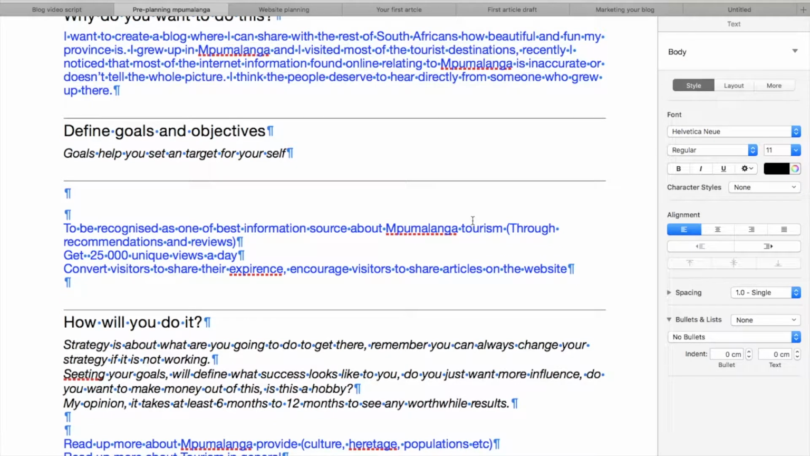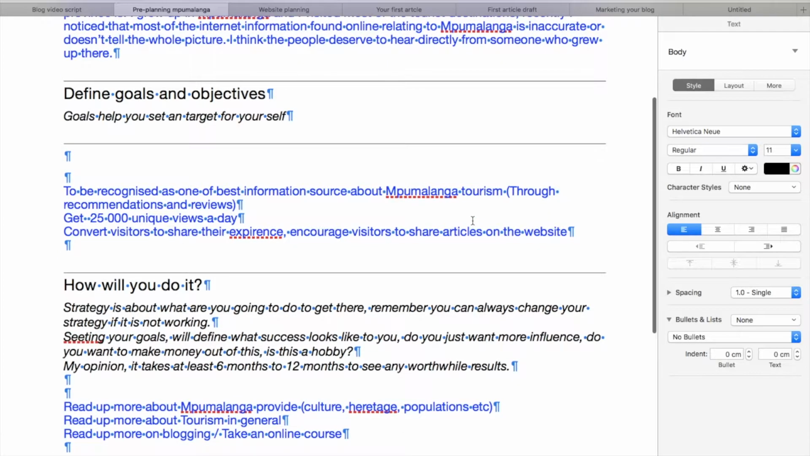Then the second thing we're going to discuss is define your goals and objectives. So don't just create a blog, set milestones for yourself, define your goals. What do you want to achieve with this blog? What is the end goal of this blog? So if you want to make money, how much money do you want to make? And by when do you want to make money? If you want to help your business, how will the blog help your business? Do you want to get more customers? Do you want to sell more products? What are you trying to achieve?